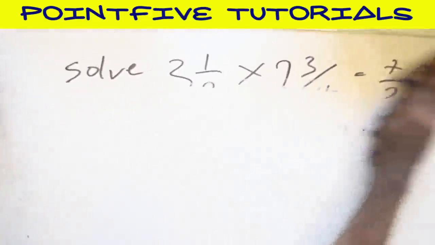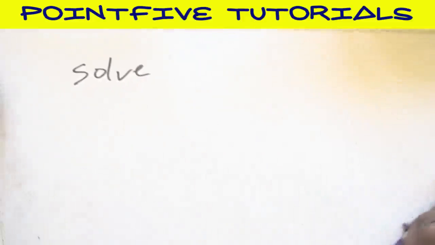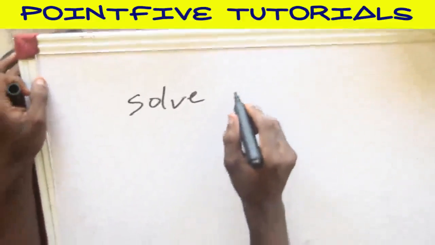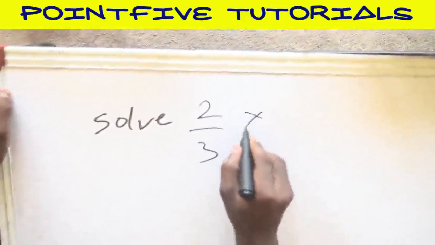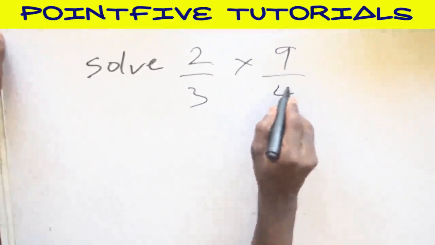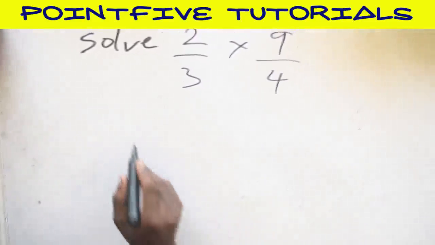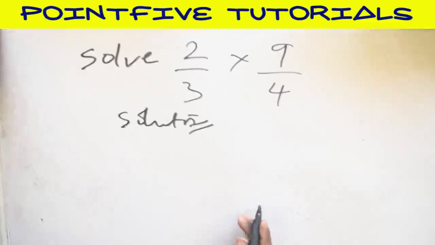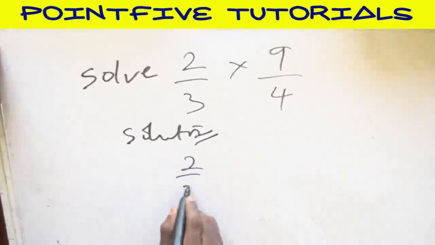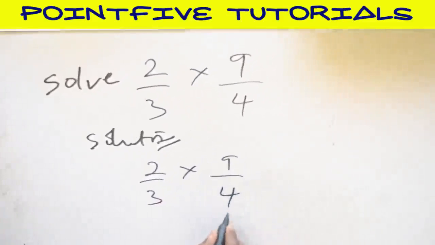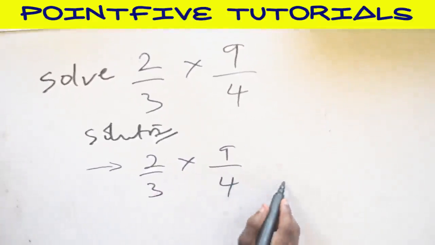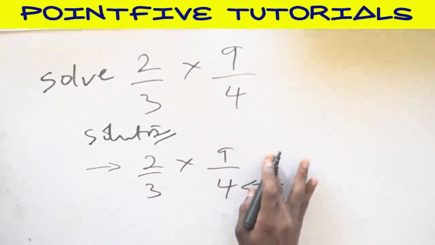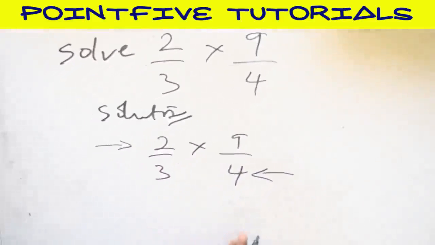Alright, so now here we go. Let's say I give you another instance that has to do with this. I say solve this: 2 over 3 multiplied by 9 all over 4. This is very simple. You say solution. You can approach this in 2 ways, but let me use the former way that I taught you guys. The first method: multiply everything at the top and multiply everything below.